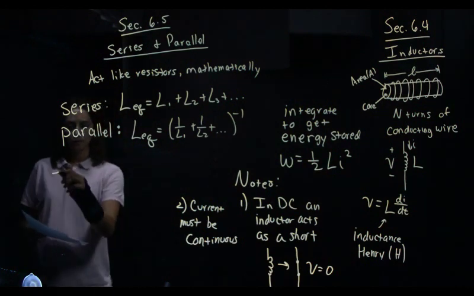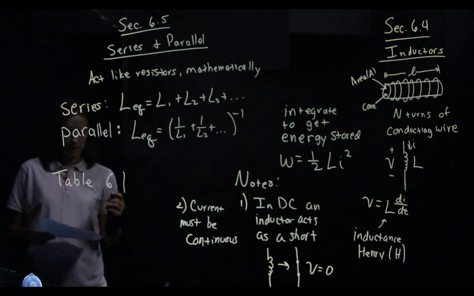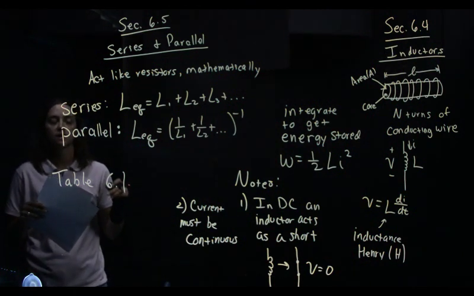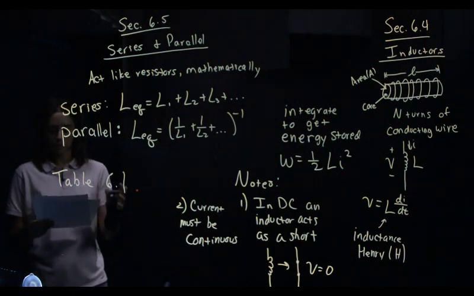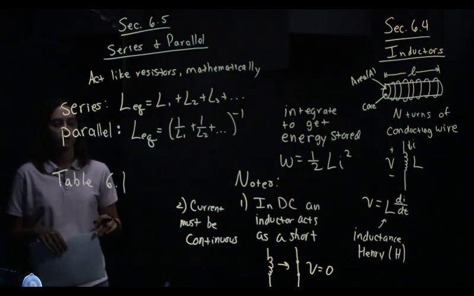There's a table in the book I want to point out, Table 6.1, and it really sums up the characteristics for inductors, capacitors, and resistors nicely. So that's a table you'll want to take note of and remember where that one is. And this will conclude Chapter 6.